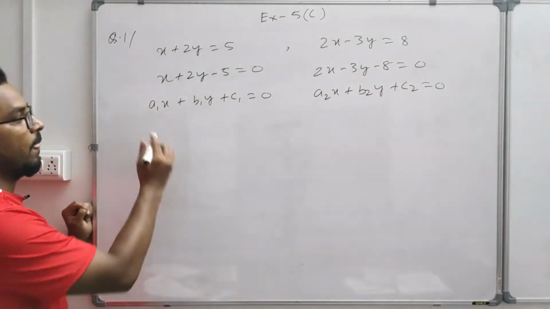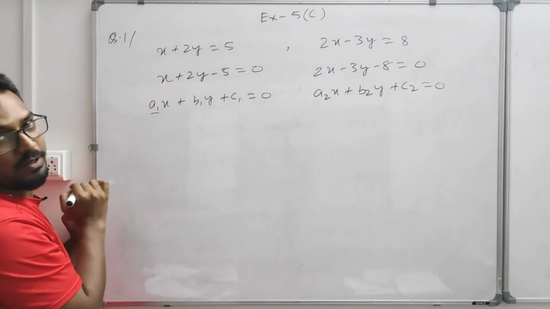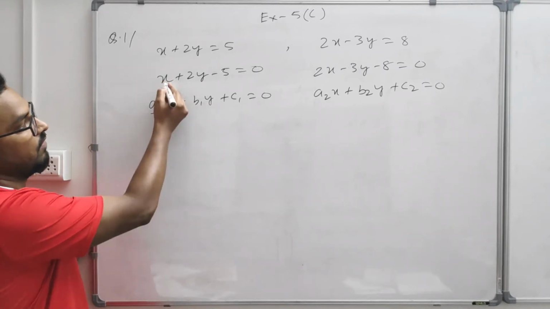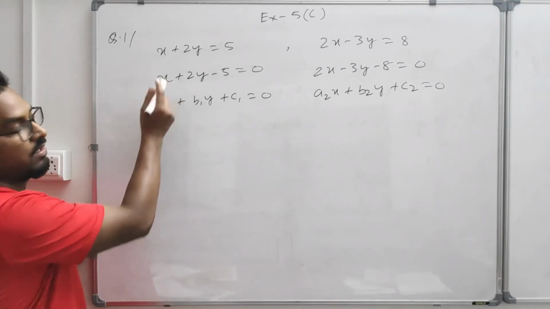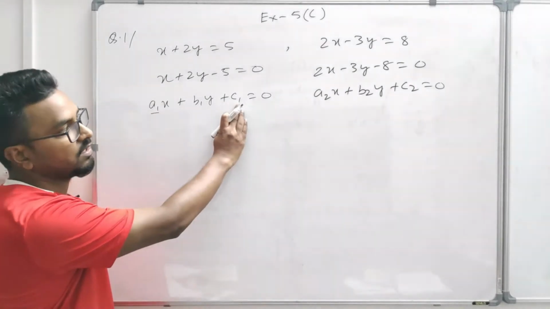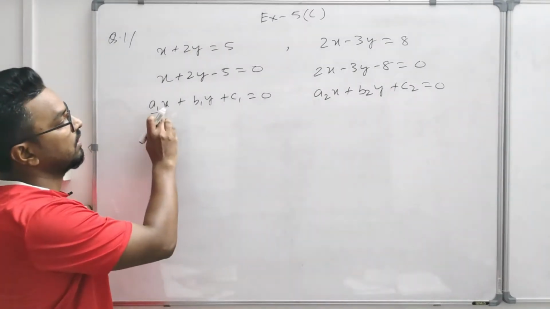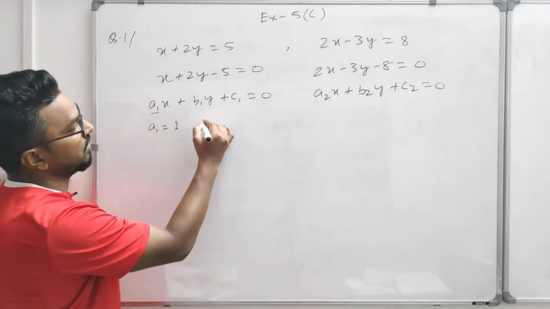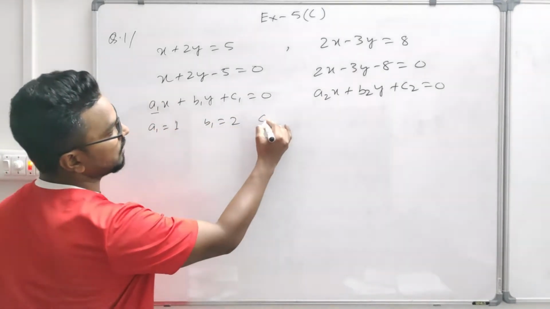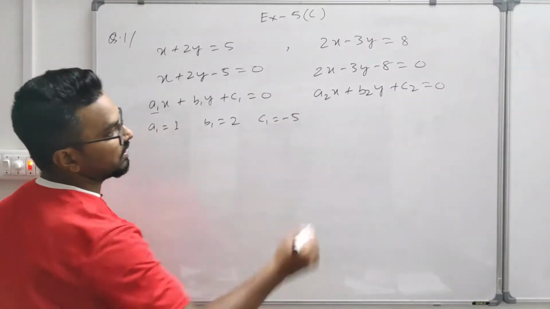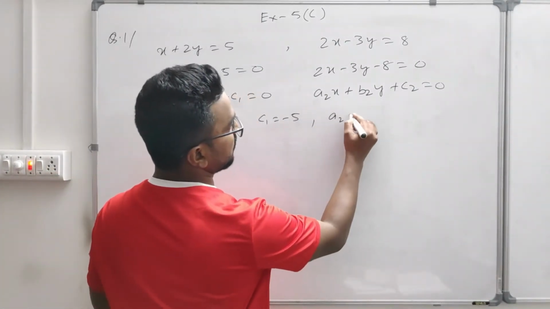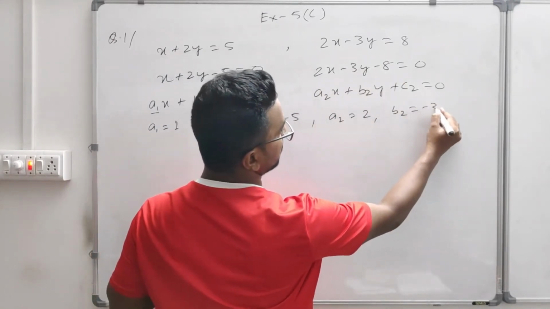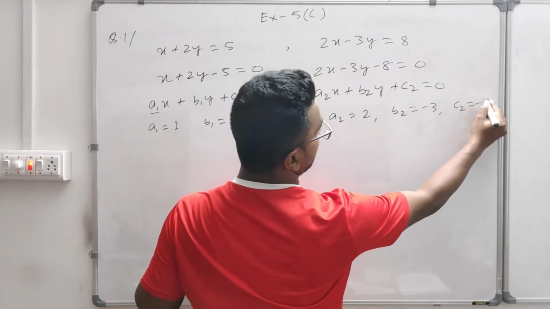Now you have to compare. Instead of a1, what is the value here? What is multiplying with x? The variable x, the coefficient is 1, right? These a1, b1, c1 are integers. So the coefficient of x, a1, is 1. b1 is 2. c1 is minus 5. Similarly, a2 is 2, and instead of b2 what is the number? Minus 3, and c2 is minus 8.